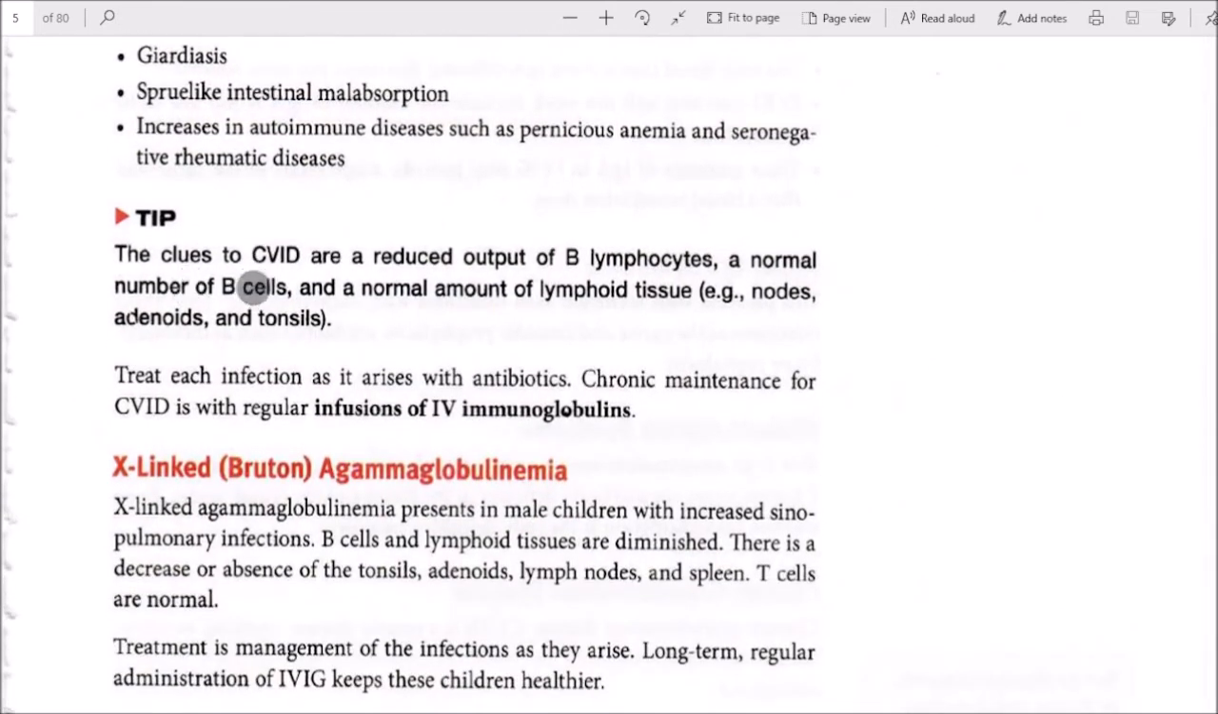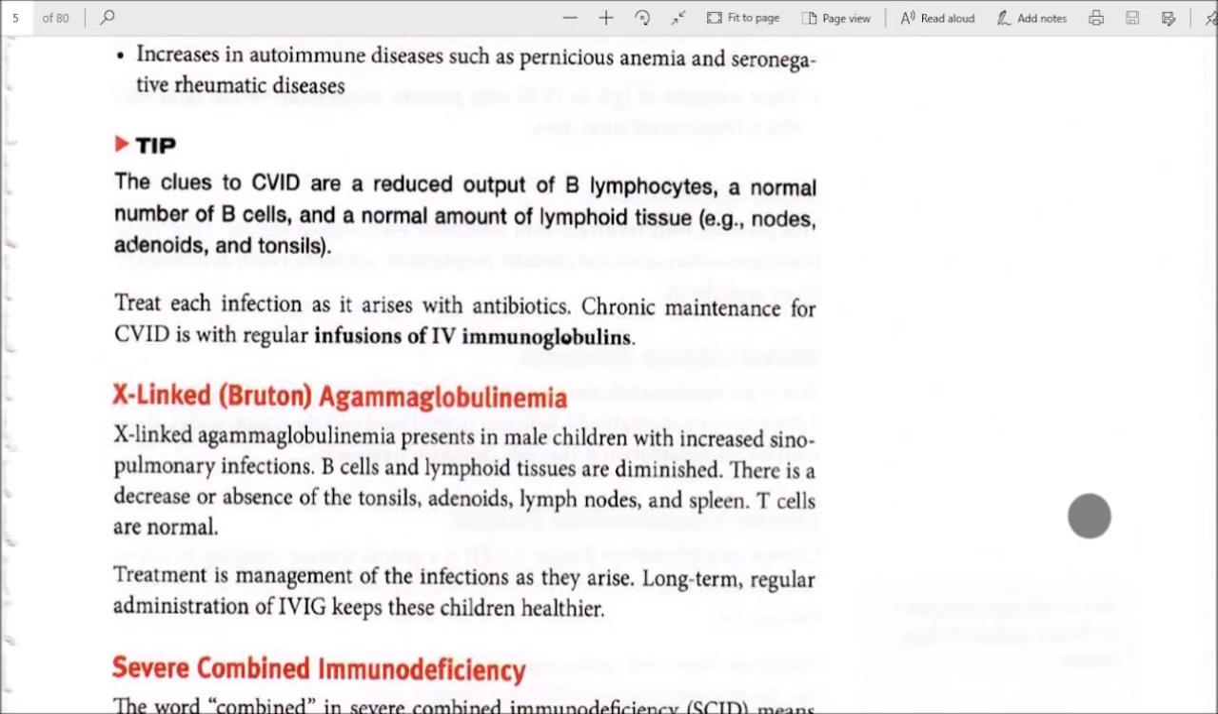Tip: the clues to CVID are reduced output of B lymphocytes, a normal number of B cells, and a normal amount of lymphoid tissue, for example nodes, adenoids, and tonsils. Treat each infection as it arises with antibiotics. Chronic maintenance for CVID is with regular infusion of intravenous immunoglobulins.